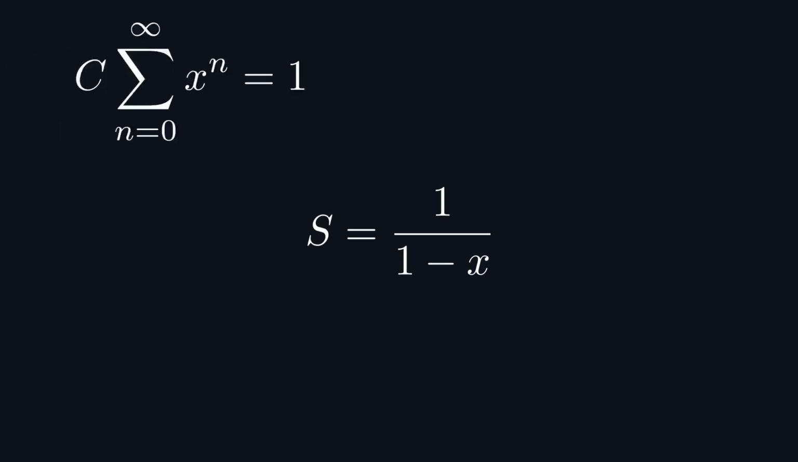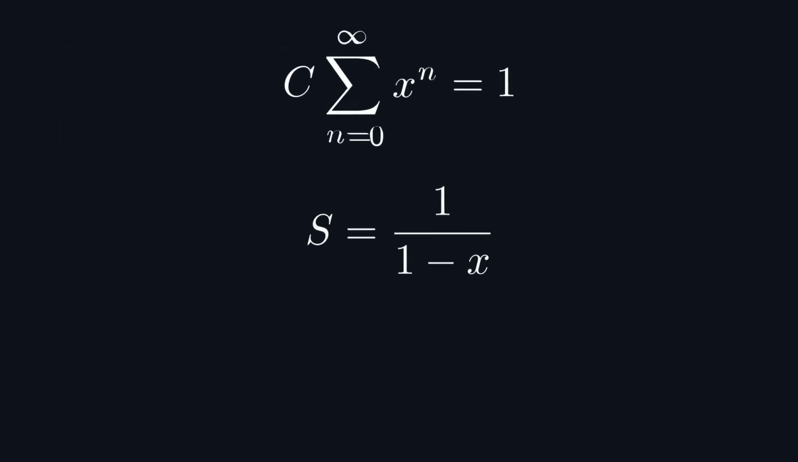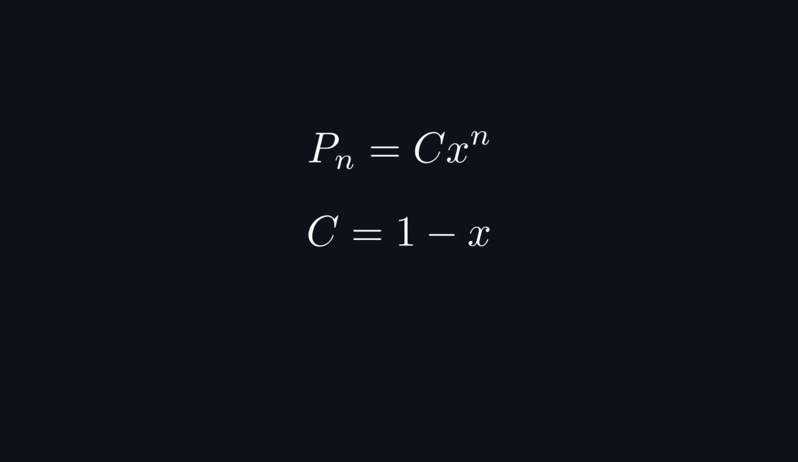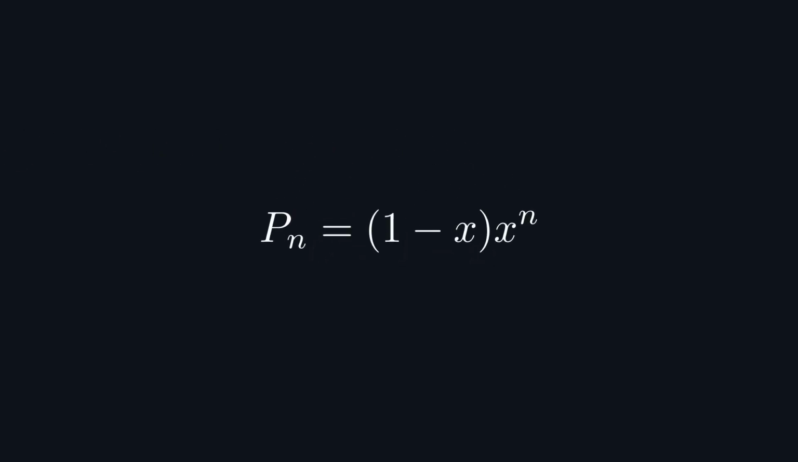Using our geometric series identity, we can rewrite the previous equation as C multiplied by 1 over 1 take x equals 1, which can be simply rearranged to C equals 1 take x. Plugging this coefficient back into our probability of an energy level equation, we get Pn equals 1 take x multiplied by x to the power of n. So that gives us a clearer definition of the probability of each energy level.